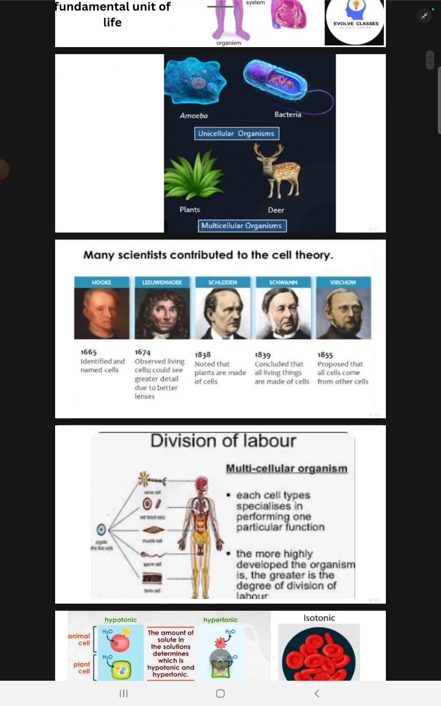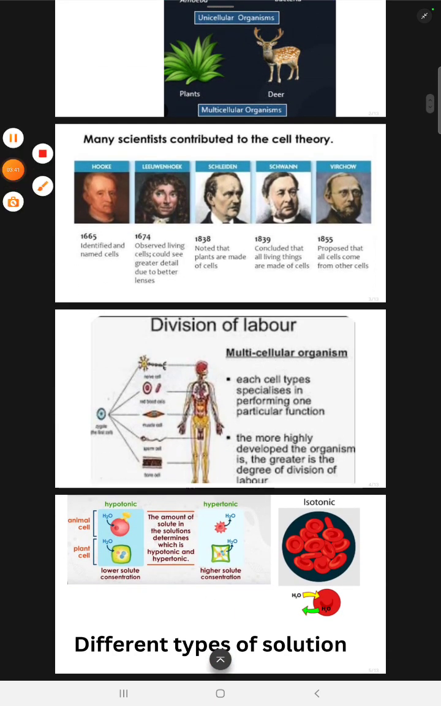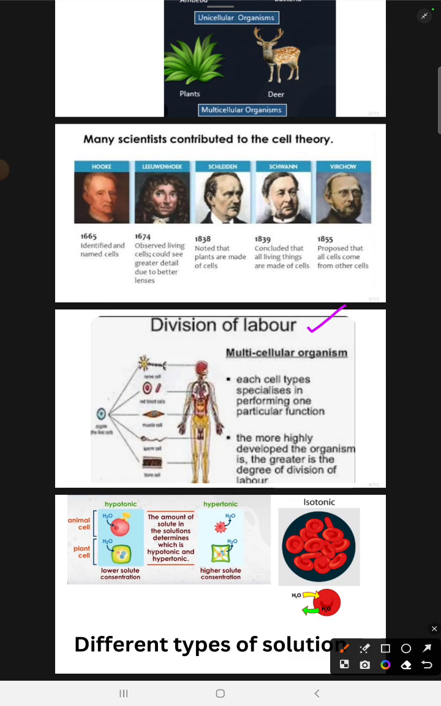Now, as I told you, multicellular organisms have different types of cells. So they also perform a particular function. We call it the division of labor. So all multicellular organisms, just like human beings here, there are many other multicellular organisms. When the zygote is formed after the fertilization process of the sperm and the ova, then from this zygote through cell division, meiosis and mitosis, we get different types of cells. These cells are specialized in performing one particular function.